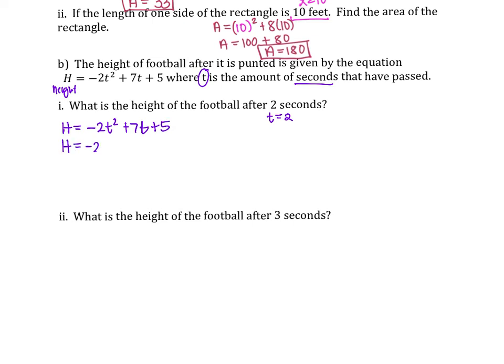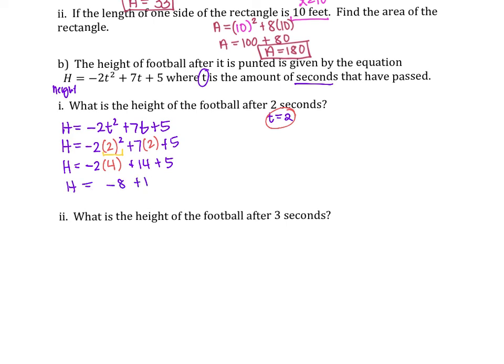And then it's just a matter of order of operations. What was my t value again? t is 2. So -2 times 2 squared plus 7 times 2 plus 5. Okay, order of operations says do the exponent first. So 2 to the second power is 2 times 2 is 4, so -8, plus 14 plus 5.